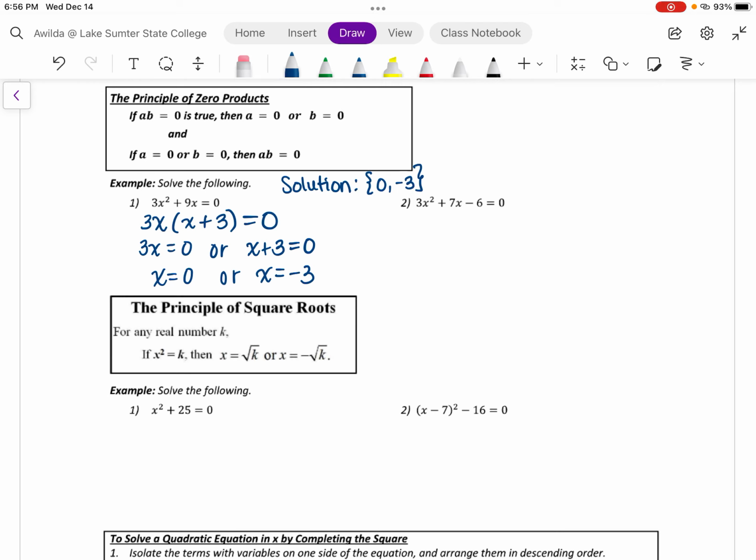Let's look at example 2. 3x squared plus 7x minus 6 is equal to 0. Here factoring is a little trickier, and we may have to use a little bit of trial and error. On the left-hand side, we'll attempt to factor the quantity 3x squared plus 7x minus 6. There's really only one way to factor a 3x squared. We'll write it as 3x times x.